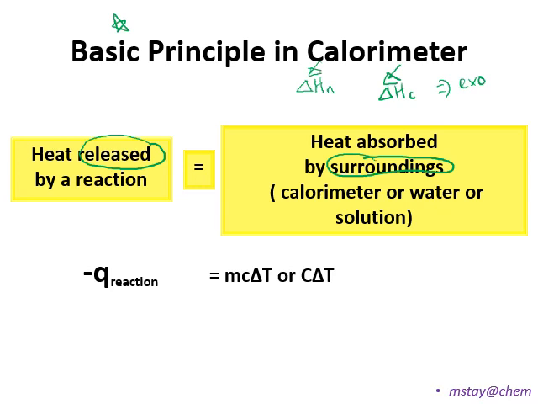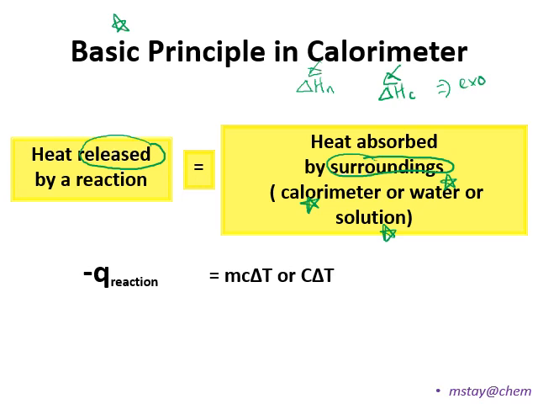So all the heat released by the reaction of neutralization and combustion will be absorbed by the surrounding. Based on the structure of the calorimeter, the surrounding can be referred to as the calorimeter. But sometimes the calorimeter will consist of water or a solution, which means that the heat released by the reaction will at the same time also be absorbed by the water or solution in the calorimeter.